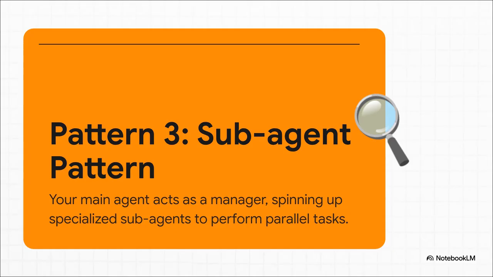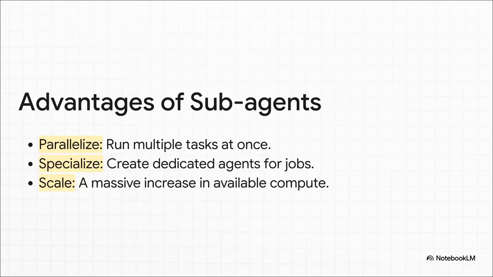It's a tiny price to pay for this much power. Now we're really starting to climb. In this pattern, your main agent becomes a manager. It doesn't do the heavy lifting itself. Instead, it spins up and delegates tasks to specialized sub-agents. So for our image problem, you could have one agent that's an expert at creating images and another that's an expert at editing them, all working in parallel. And this is where things get really, really powerful.